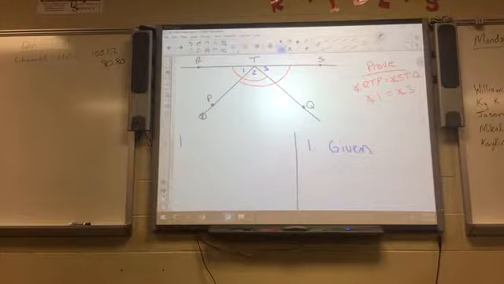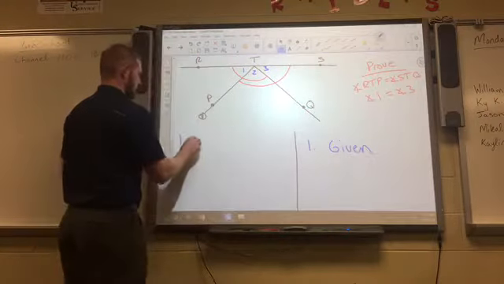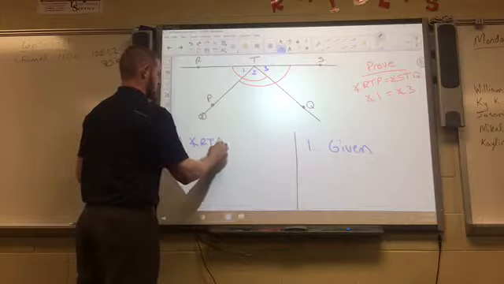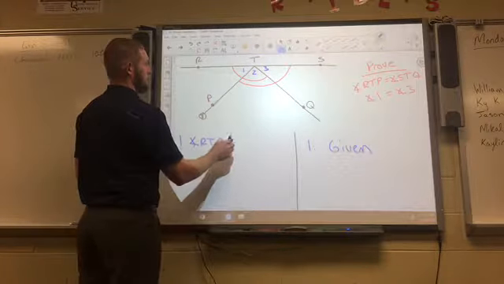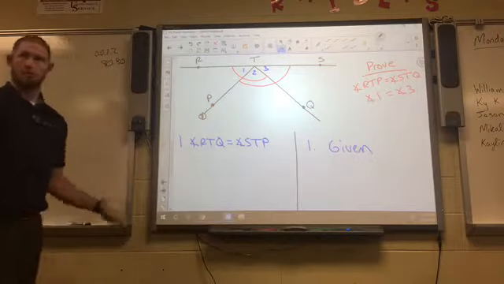So looking at the diagram, sometimes it'll be written or told to you in a sentence. Sometimes you'll have to go to the diagram and pull the given information. What in the diagram did they give us? What did they mark for us that has to be true? Okay, so angle 1 plus 2, which would be RTQ, right? So they told us that angle RTQ has to be equal to STP, correct? Everybody with me on that?